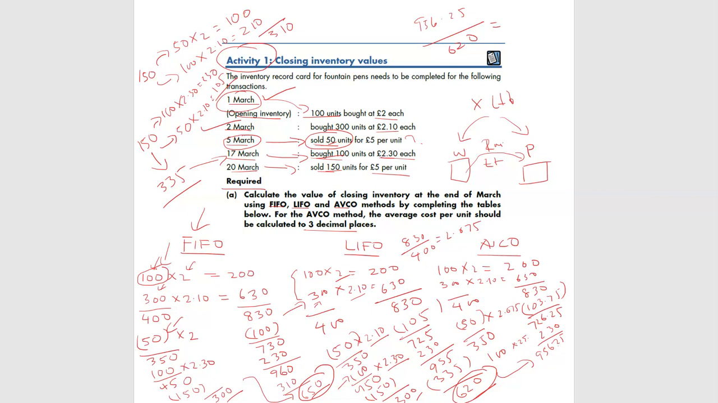So let's have a look at this total average now. So we have how many unit left? Sorry, you took the wrong one. It should be that one, isn't it? 300 plus 100, so it's 450 unit.